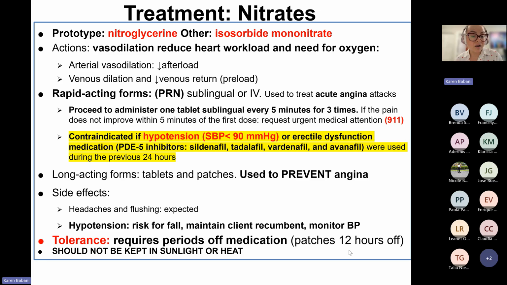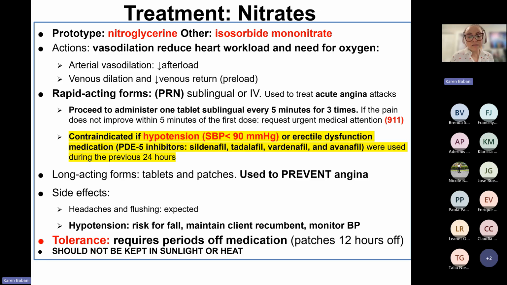Your phosphodiesterase inhibitors, aka Viagra, sildenafil, tadalafil, vardenafil, avanafil. How do you know? Again, afil. If they don't say the word Viagra or sildenafil or tadalafil, they're going to say phosphodiesterase inhibitors, or PDE5 inhibitors. Same thing. Basically, Viagra.